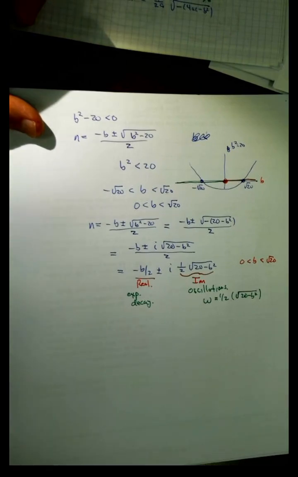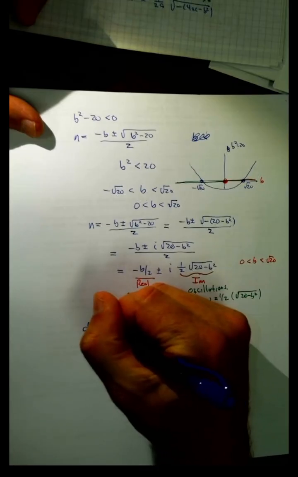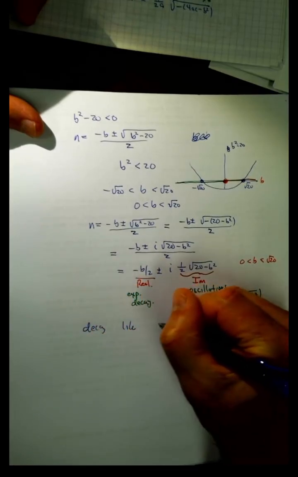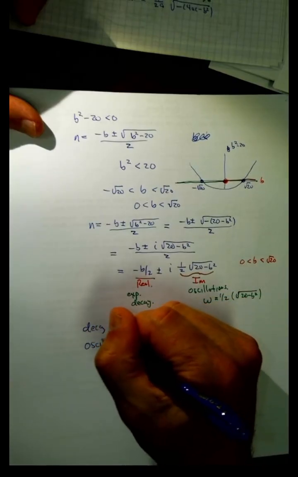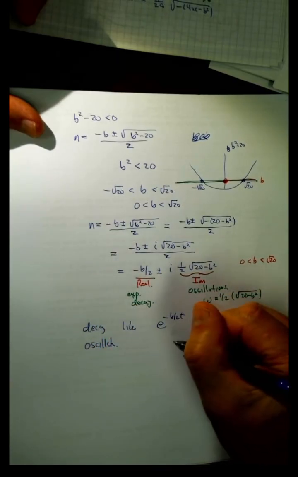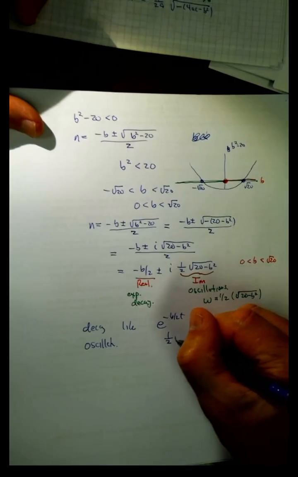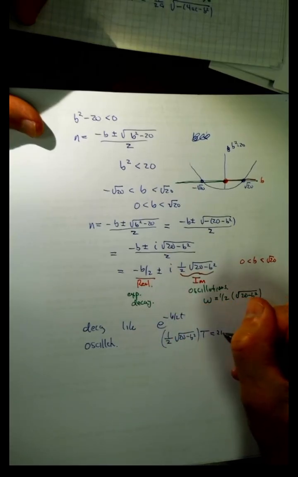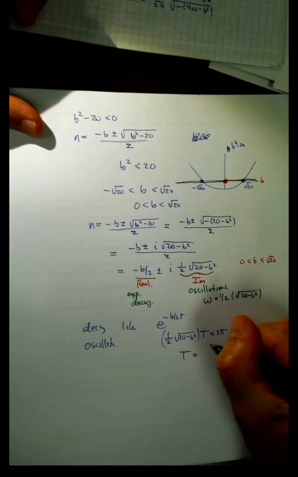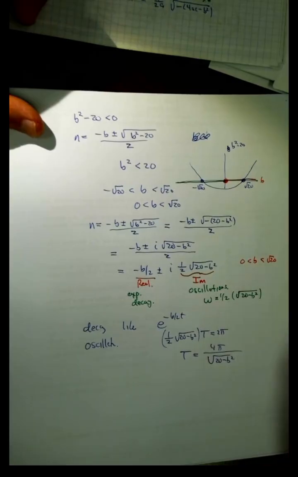Okay. So what this says now is that I'm going to get decay like e to the minus b over 2 t. And I'm going to have oscillations where my omega times the period is 2 pi. So my period now is going to be 4 pi over the square root of 20 minus b squared.